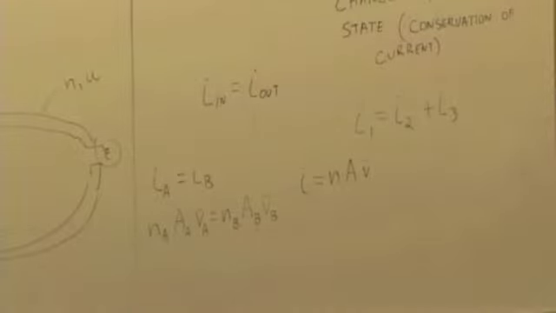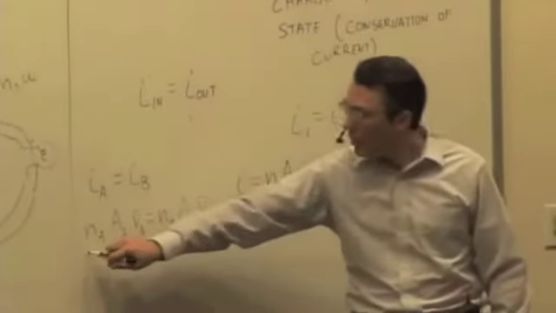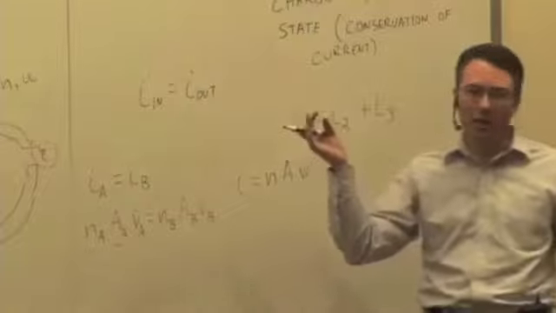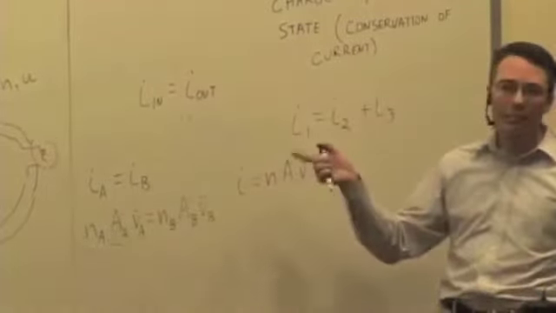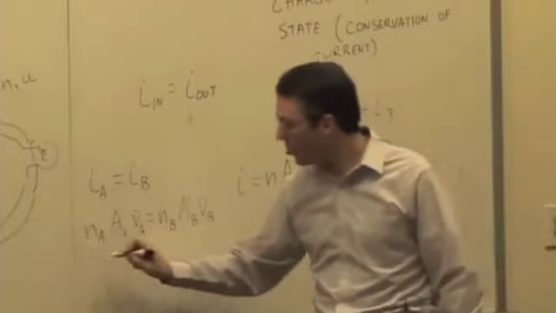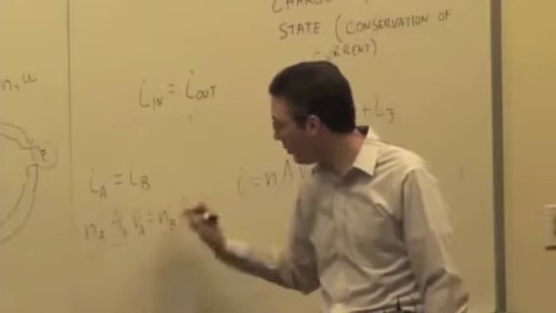What's the same on both sides of that equation? Okay, the area is the same. It's the same thickness of wire, we're assuming. So they would cancel out on both sides. And N is the same, right? The number of electrons per unit volume is the same because it's the same material. Copper, for example, on both sides.